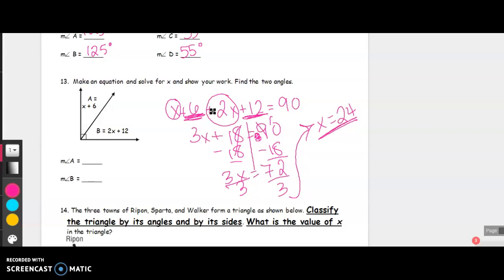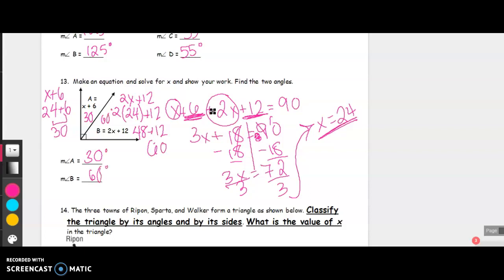Now, they're asking us for the angle measure, so we need to substitute 24 anywhere we see x. So this one is x plus 6, so I'm going to do 24 plus 6, which gives me 30. So angle A is 30. And now I have 2x plus 12. Now the 2 and the x are touching, so that means to multiply. 2 times 24 is 48. 48 plus 12 gives me 60.